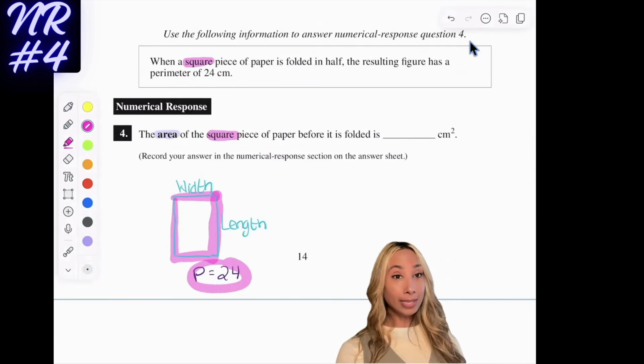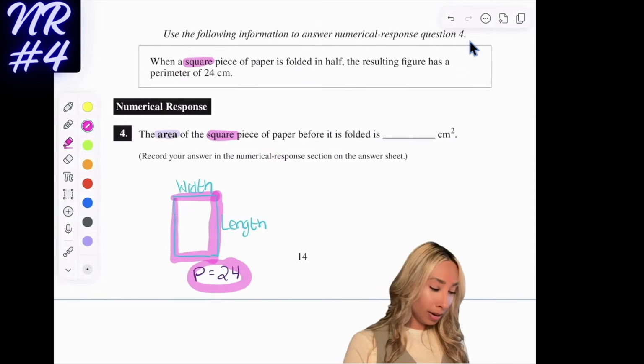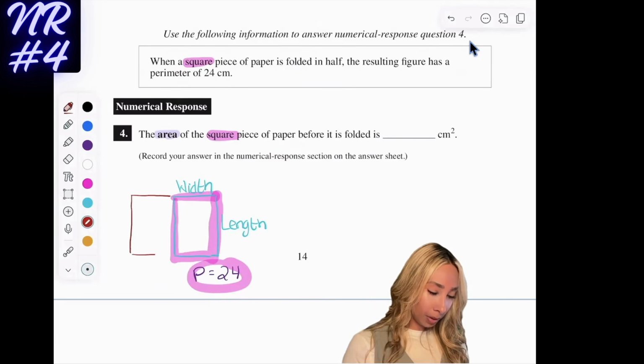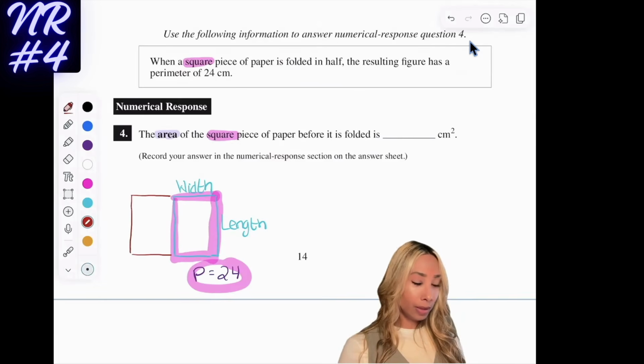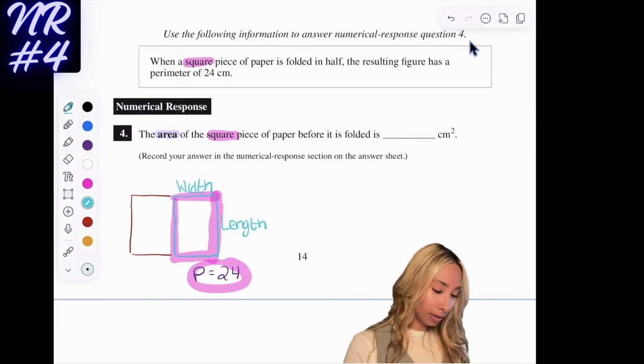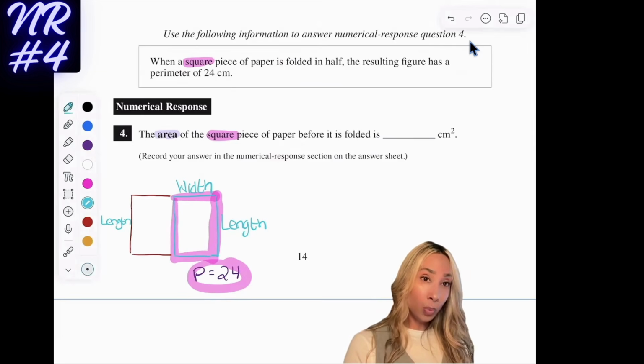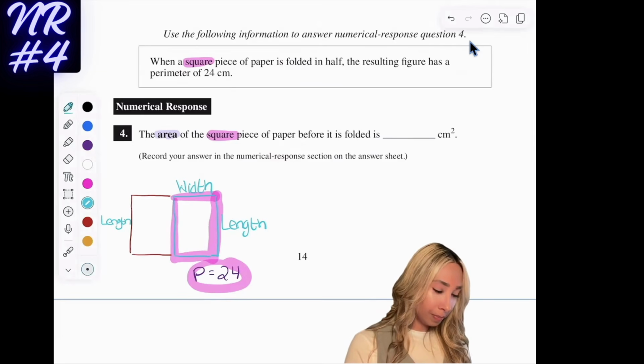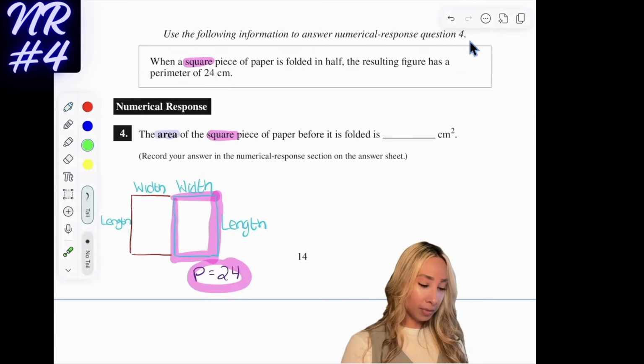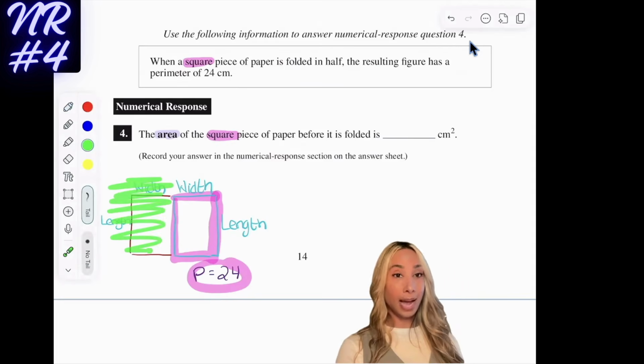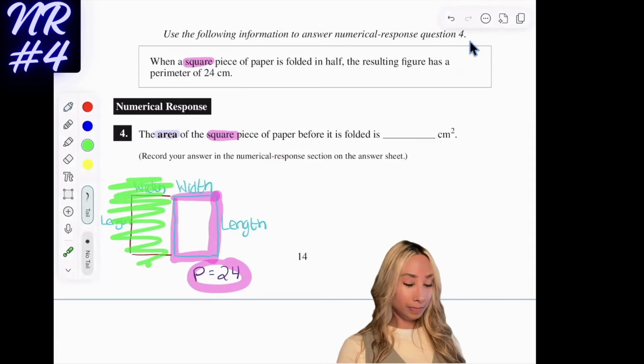Now, what we know is this is the folded piece of paper, right? This is my paper folded in half. What happens when I open it entirely? When I open it, I'm going to get this. So in this scenario, the length should be the same, and the width would have to be double. And that's because, of course, if this is gone, that's half of my paper.